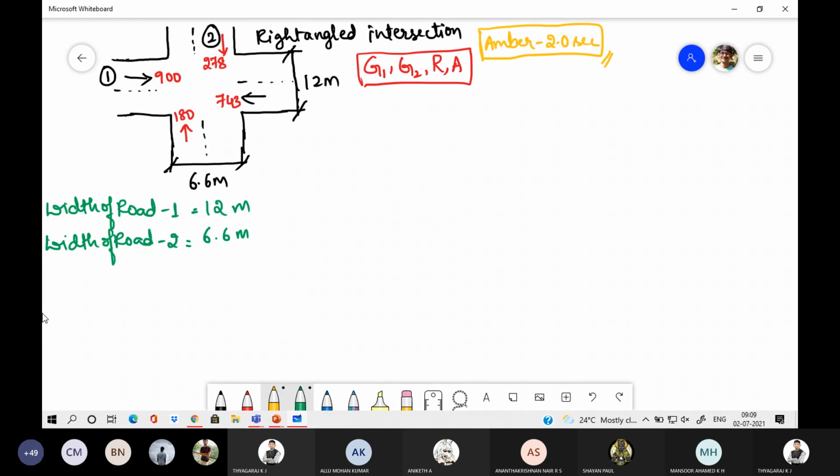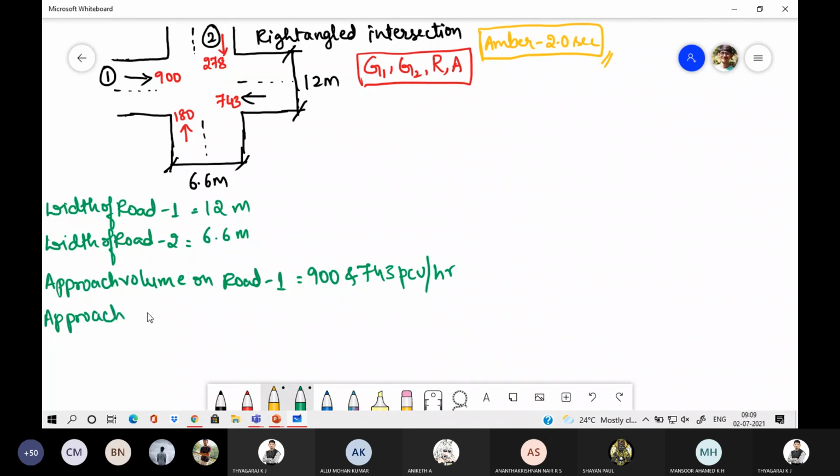Then what is the approach volume on road 1? Approach volume on road 1 is 900 and 743 PCU per hour. Then approach volume on road 2. Approach volume on road 2 is 278 and 180 PCU per hour.